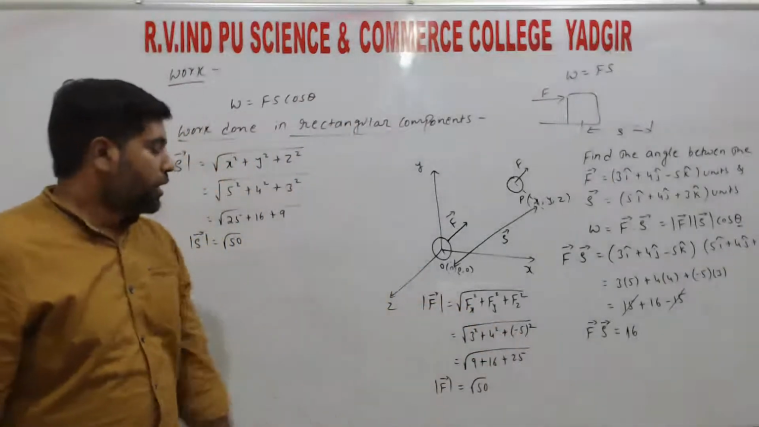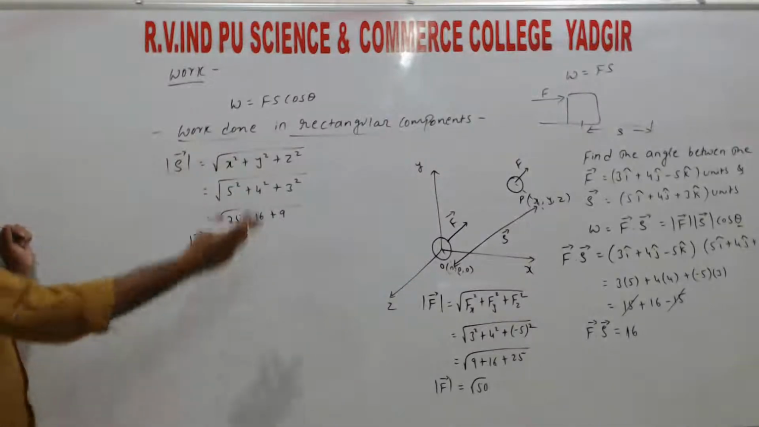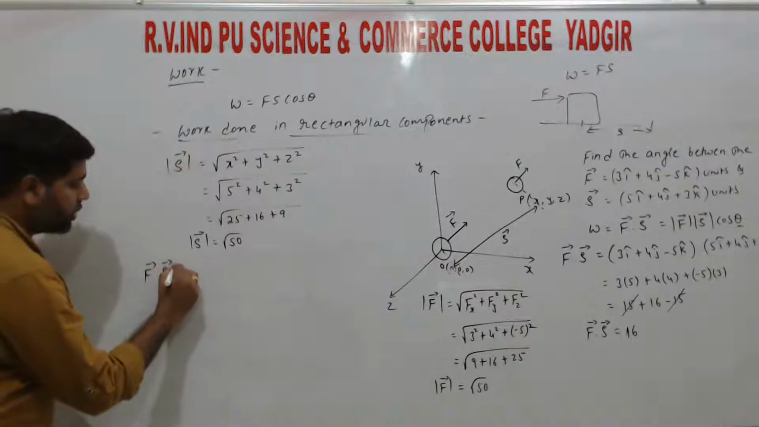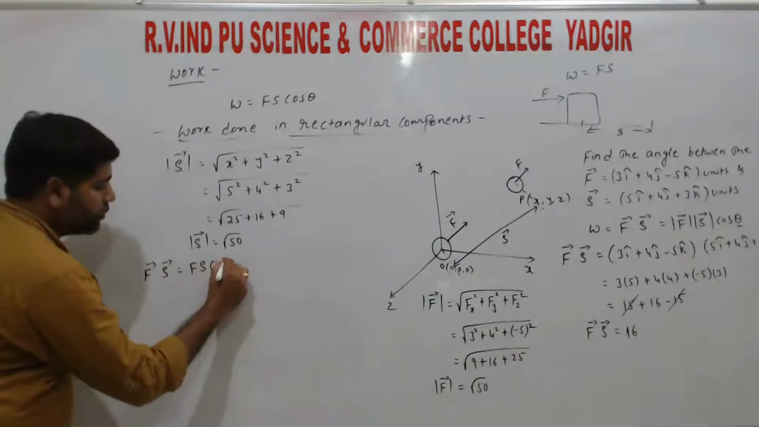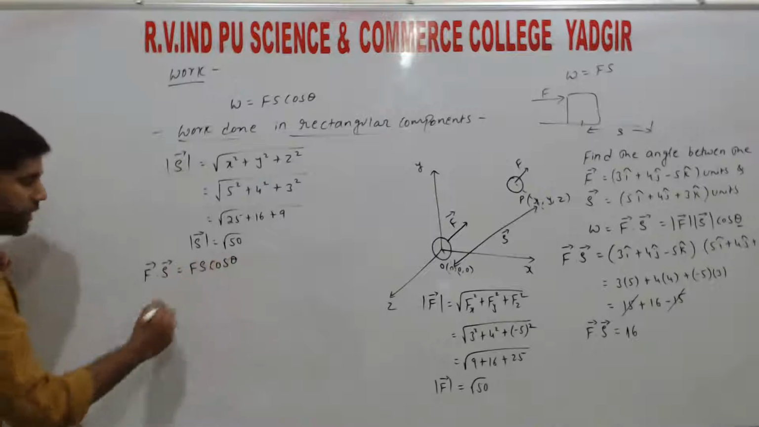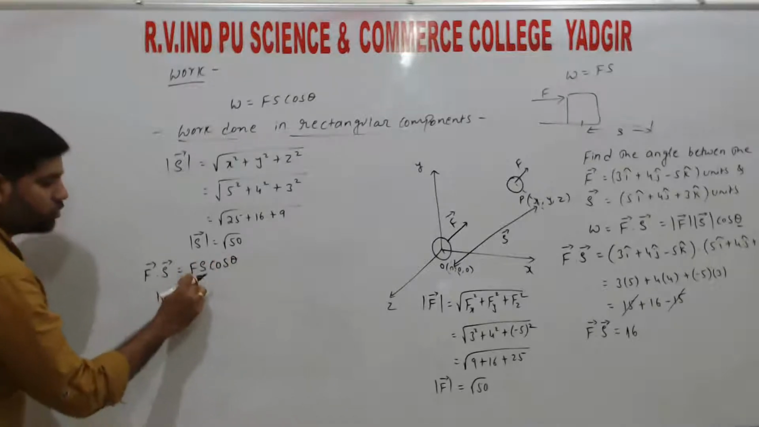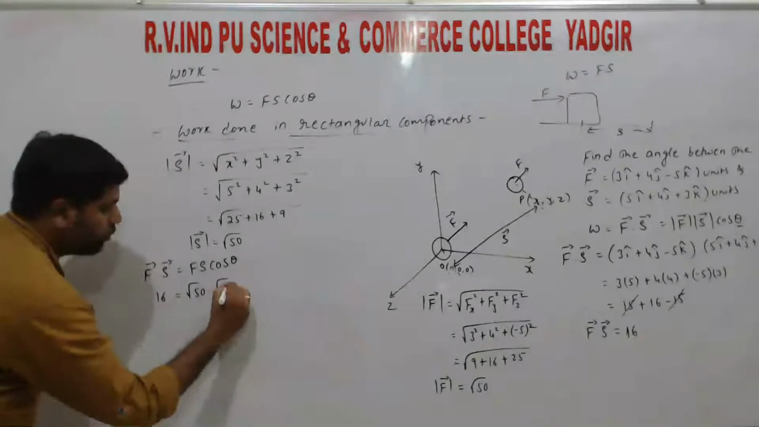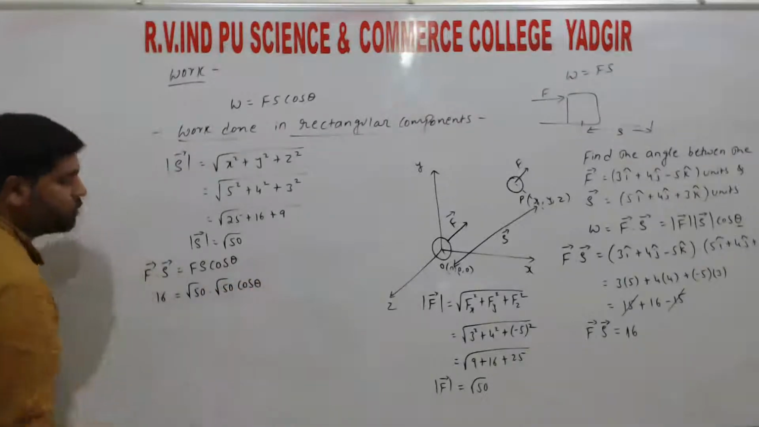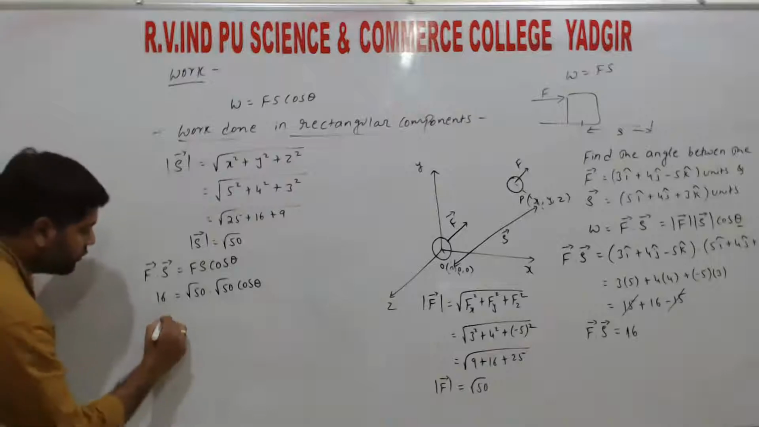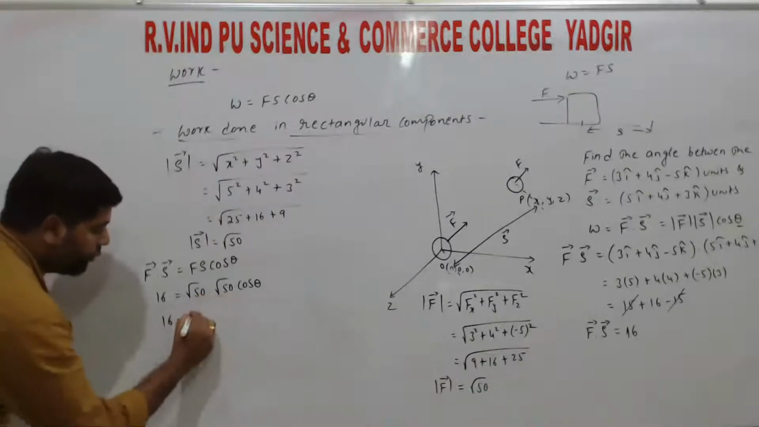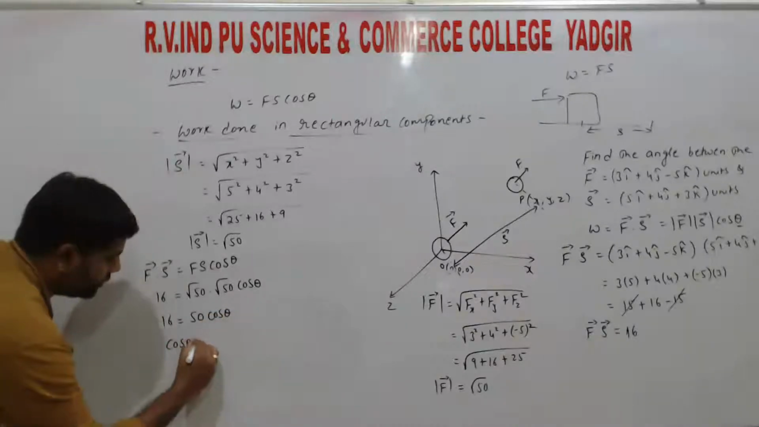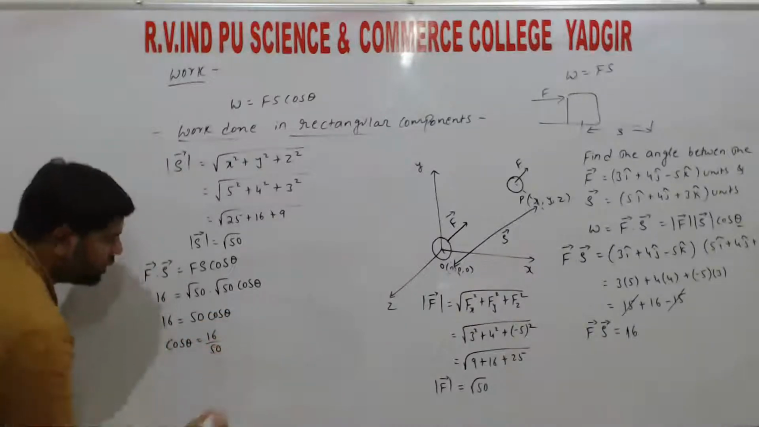Next, F and S. So substitute in the formula, right? F dot S is equal to F S cos theta. So the F dot S value is 16. That is equal to the F value root 50 into root 50 cos theta, right? So 16 is equal to root 50 into root 50, we can write that as 50 cos theta. So cos theta is equal to 16 divided by 50.